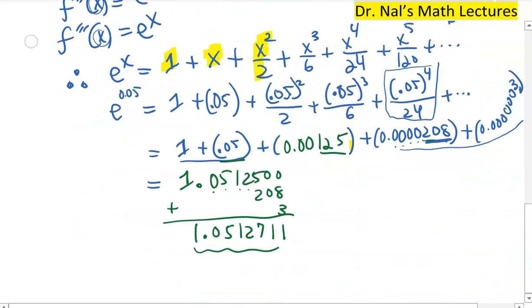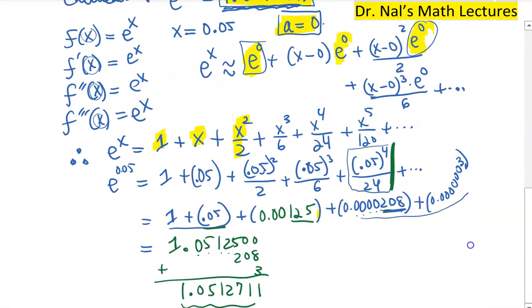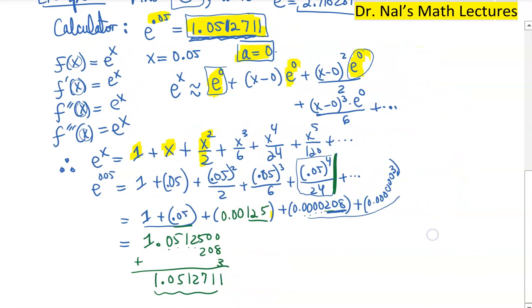The actual correct one was 1.0512711. Wow, that's it. So in just going as far as the first 4 terms, we were able to get up to 7 decimal places of accuracy. Our error term is less than 1/10 of 1 millionth. So it is extremely accurate. All right, so I hope that was a good example to summarize this whole concept.